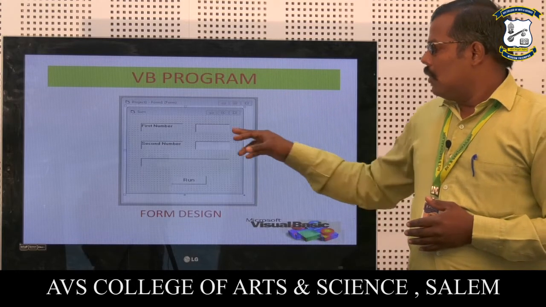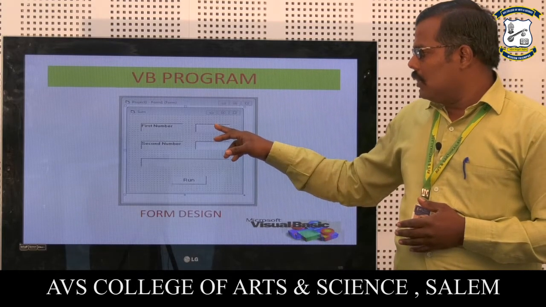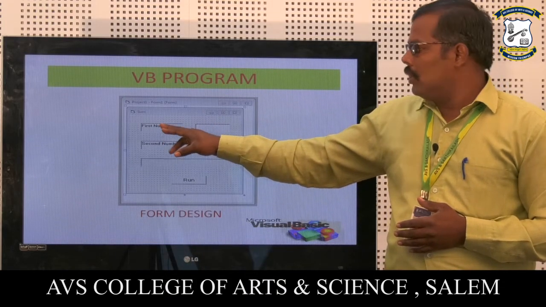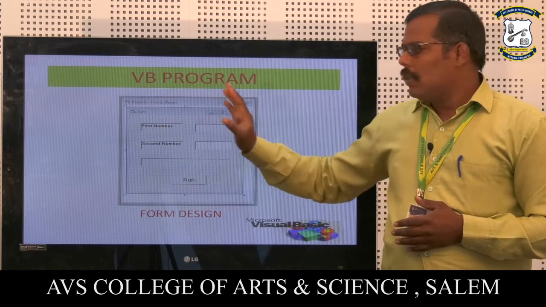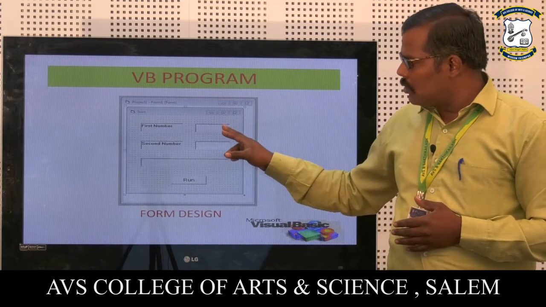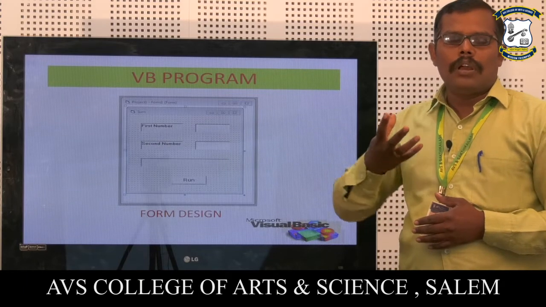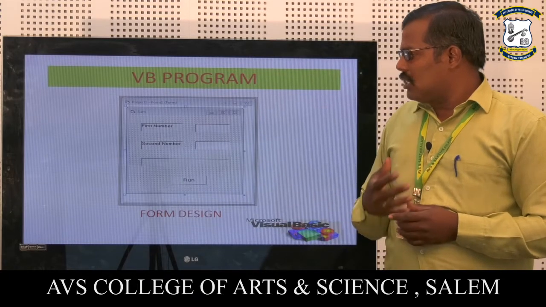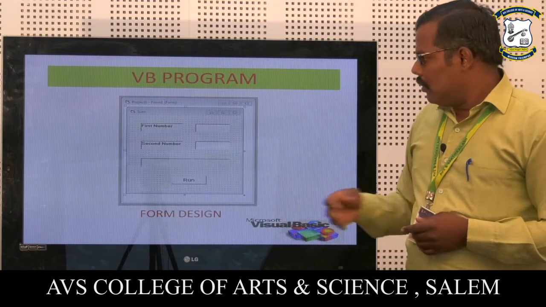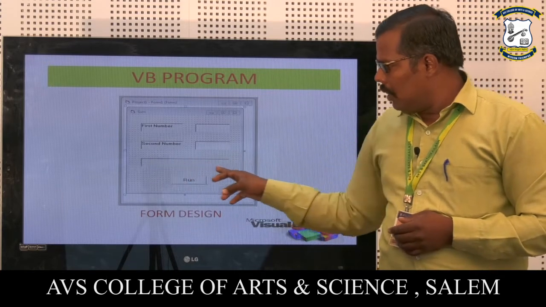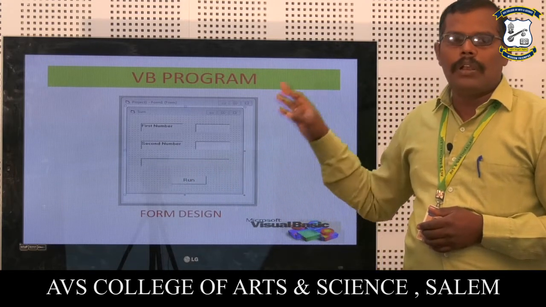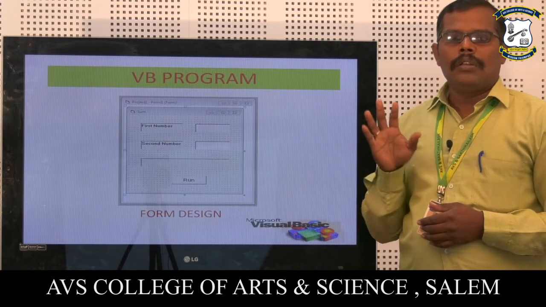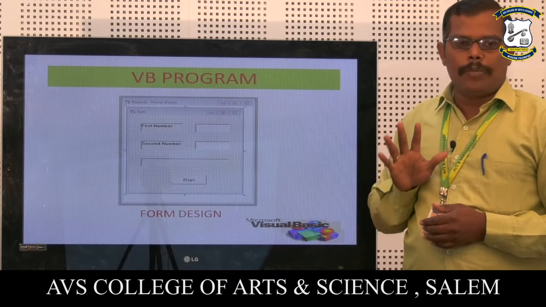Okay. First text box, what is the purpose of using this text box? We can identify with the help of this label. So first number. This text box is going to get the input from the user. That is the first number. The second text box will accept the second number, and third we will have an empty label. This empty label will give the output result while executing the program.